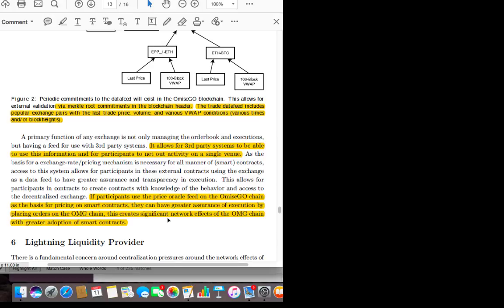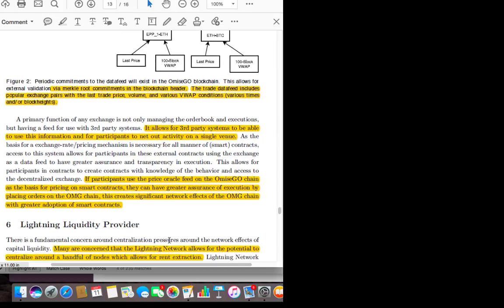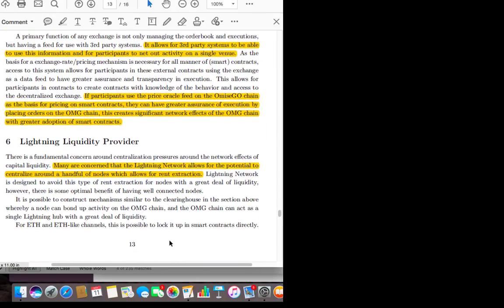And this creates significant network effects, i.e. users, okay, of the Omisego chain, which means greater adoption of smart contracts. So that's always good, guys.